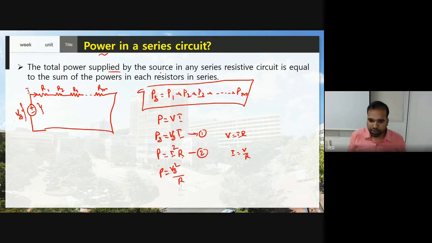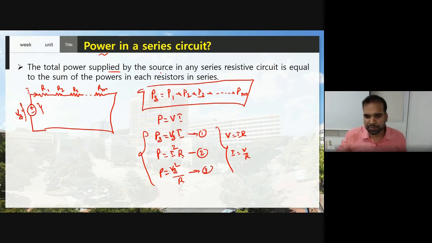So I hope you understood. We have three different formulas, and you can use any one of them. If you know voltage and current, use the first one. If you know current and resistance, use the second formula. And if you know source voltage and resistance, use the third formula. Whichever formula you use, you will get the power.